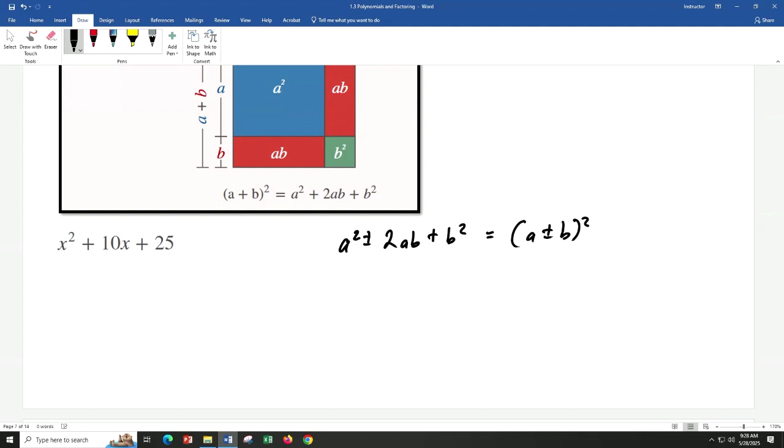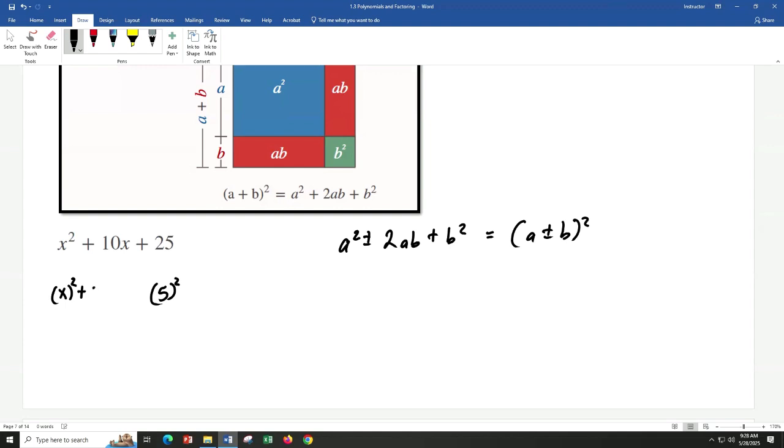I want you to look at something. Could I not rewrite this? Look at the first term here, the x. Could I not rewrite this as x squared? And look at the last term. Could I not write the last term as 5 squared? But then look at the middle. I'll put a plus symbol there. That's where that plus or minus comes from. I basically look at the second term. Is there a plus? I put a plus. If there's a minus, I put a minus.